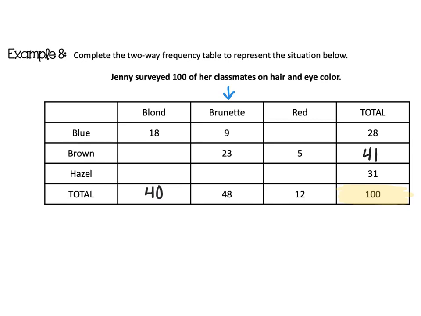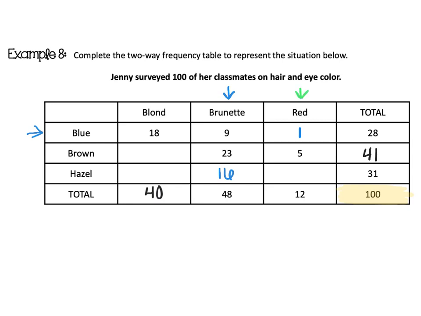So I used 48, 23 of them had brown eyes, 9 of them had blue eyes, which means that 16 of them are left to have hazel eyes. Now I'm going to look at the blue eye row because I also have 2 out of 3 values there. So there are 28 total people with blue eyes. 18 of them have blonde hair, 9 of them are brunettes. So that leaves 1 person that has red hair and blue eyes.